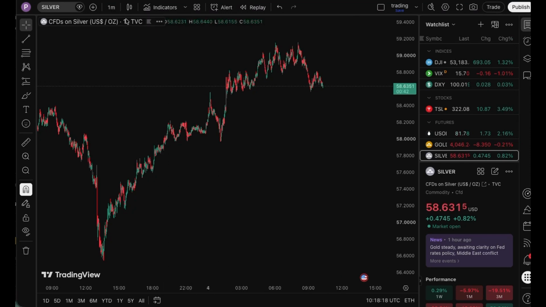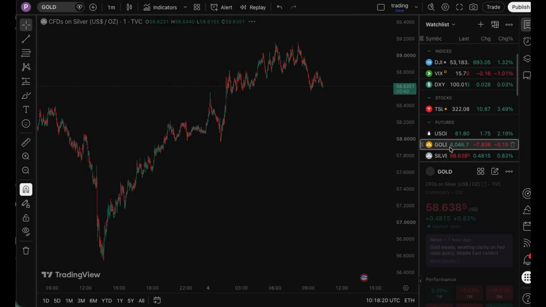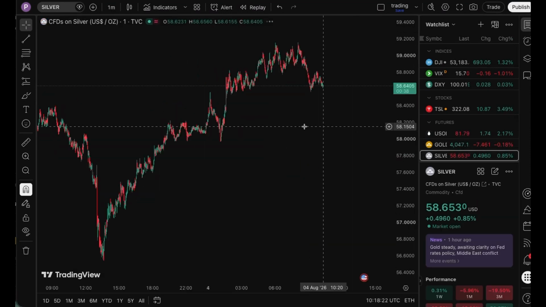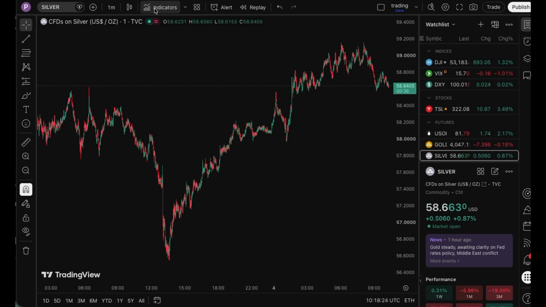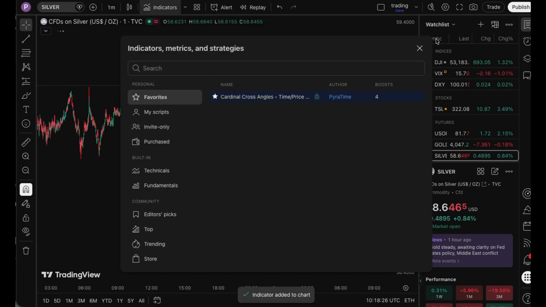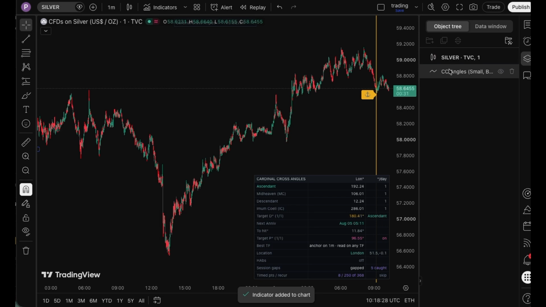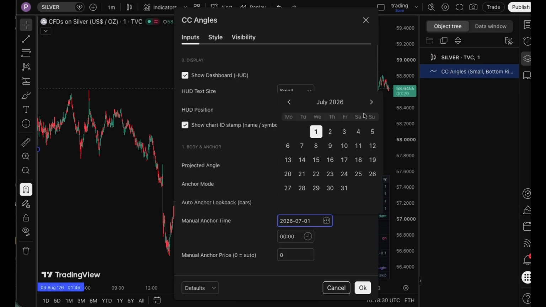This indicator should work on any asset. Let's have a look at how this works with silver futures. You may need to experiment with location settings and some of the other features we have discussed earlier.